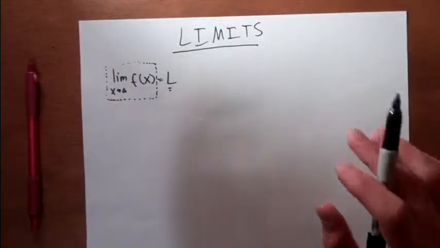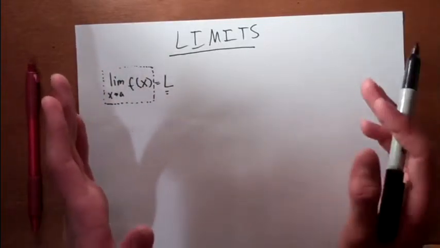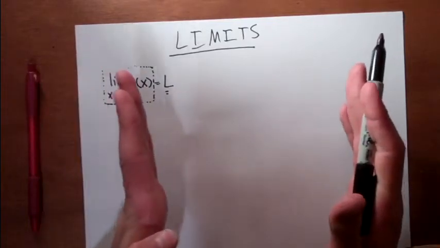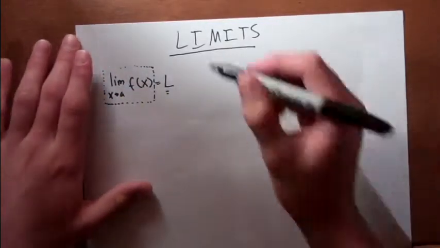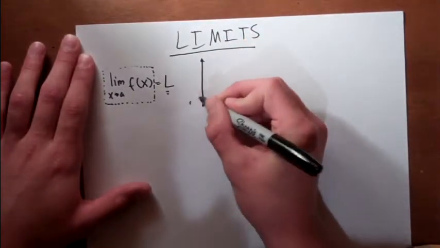Although it's a little difficult to explain exactly what this is. Basically, we use limits to find an approximation as we get closer and closer to something. And what does that mean? Well, that might be difficult to understand without a visual, so let's make a visual.